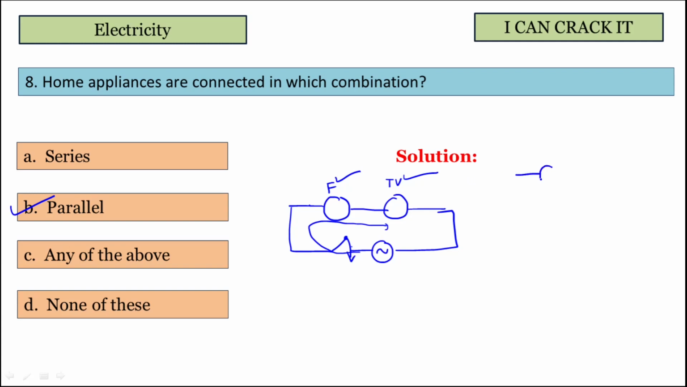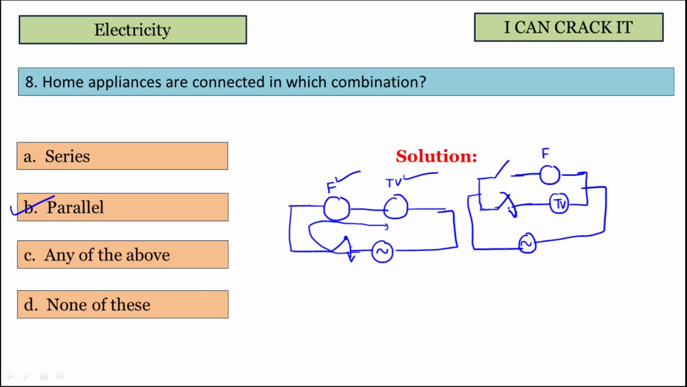So if I connect in a parallel combination, if this is my fridge and this is my TV, and I have a switch for this here and a switch for this here, and I connect it to some AC voltage. Now if you want the TV to be on, you close the switch. If you want the fridge to be on, you close the switch. So whichever equipment you want, you can close that switch, right? That is why home appliances are always connected in parallel combination, not in series combination, right?